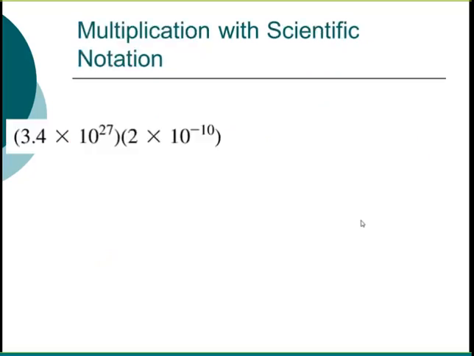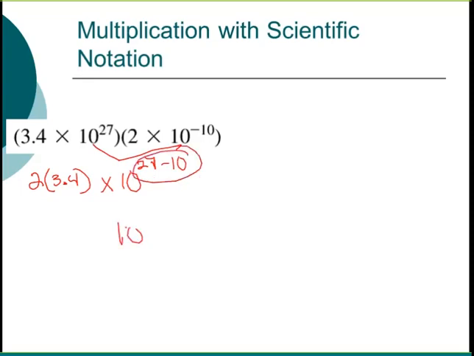Okay, so let's try and see how it works on my multiplication. For multiplication, I do the same process I actually do with my numbers, my 2 times 3.4, separate from my 10 multiplication. So I say times 10 to the 24 or 27 minus 10. And so that way I can do this part and get 10 to the 17th. And then I multiply 2 times 3.4 on my calculator.